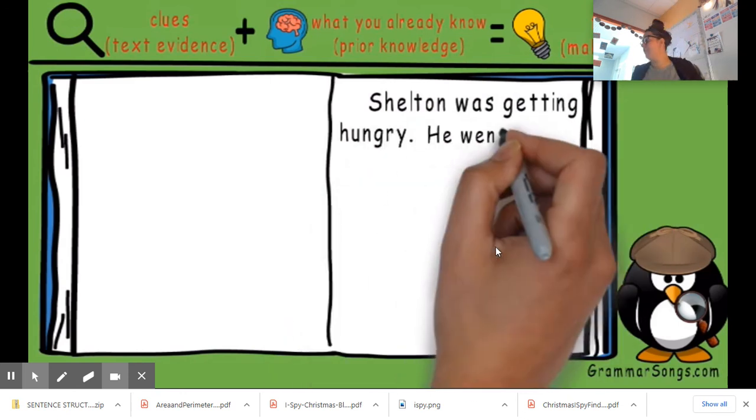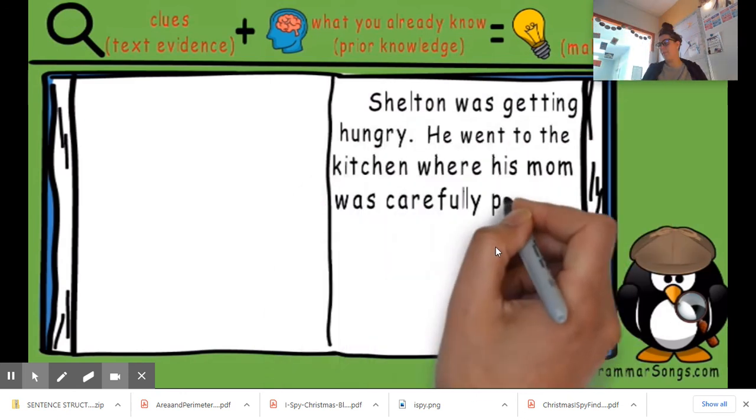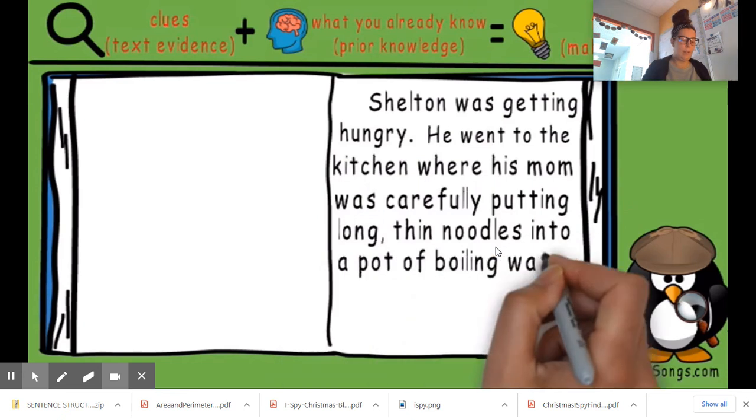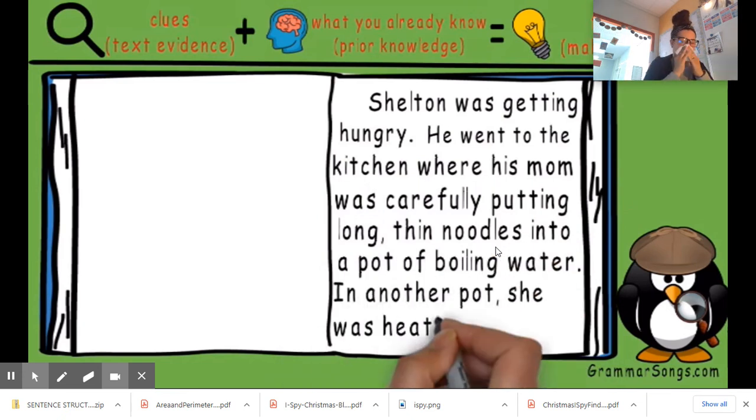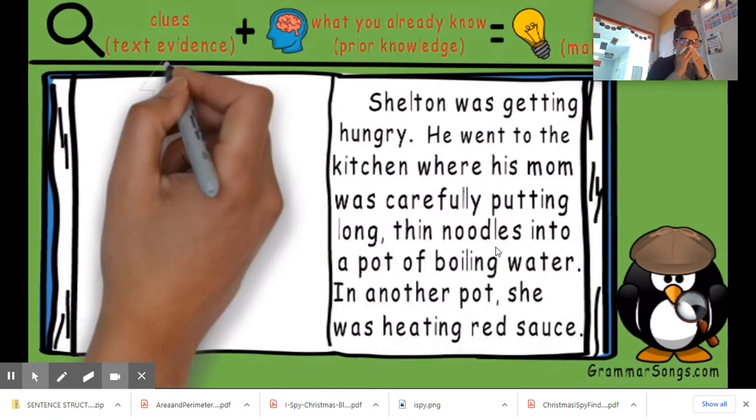Shelton was getting hungry. He went to the kitchen where his mom was carefully putting long, thin noodles into a pot of boiling water. In another pot, she was putting red sauce.